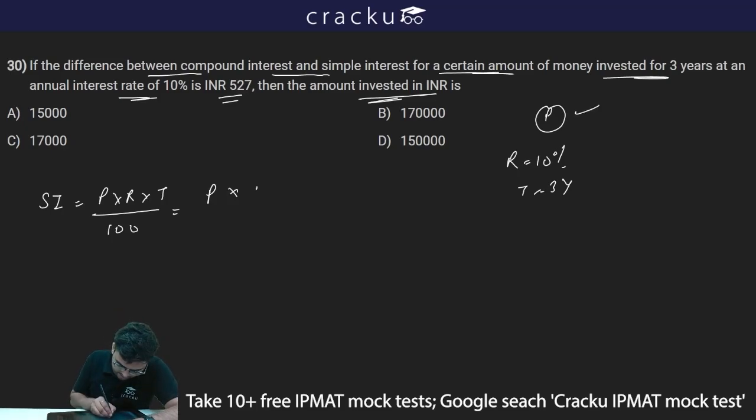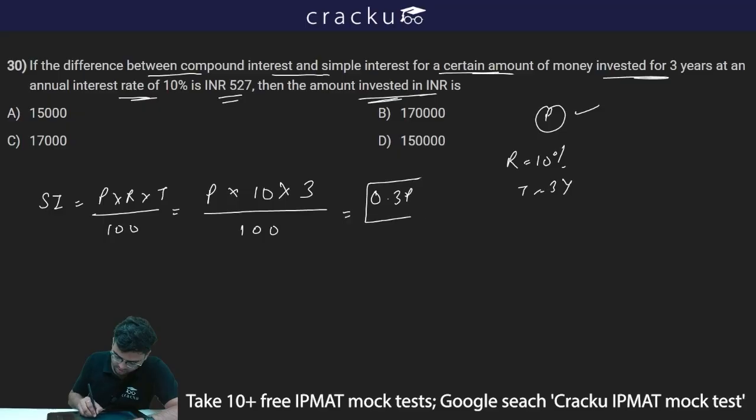What is R? R is 10. So P into 10 into what is T? T is 3 years. So P into 10 into 3 divided by 100. This will be equal to 0.3P. Thus the simple interest scheme will give me 0.3P.